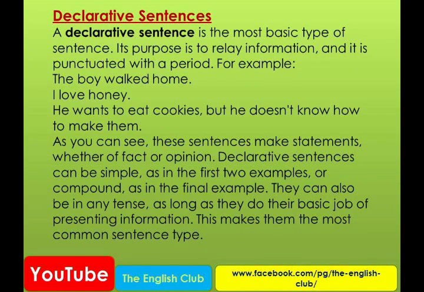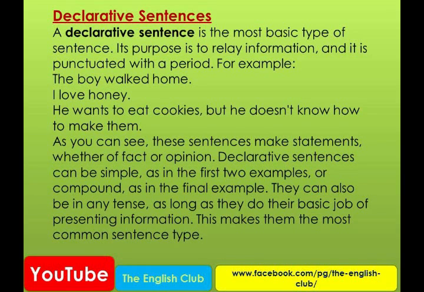Declarative sentences are the most basic type of sentence. Its purpose is to relay information, and it is punctuated with a period. For example, the boy walked home. Hello, honey. He wants to eat cookies, but he doesn't know how to make them.